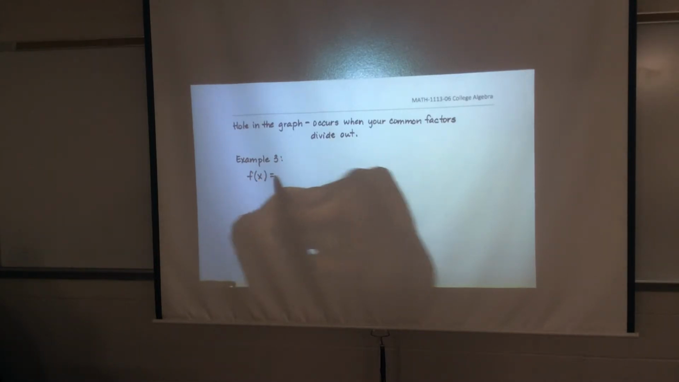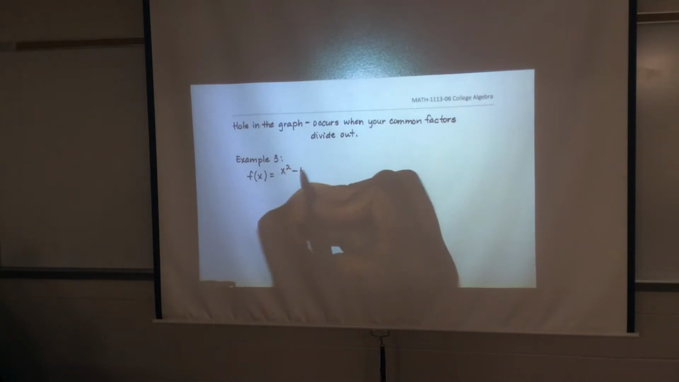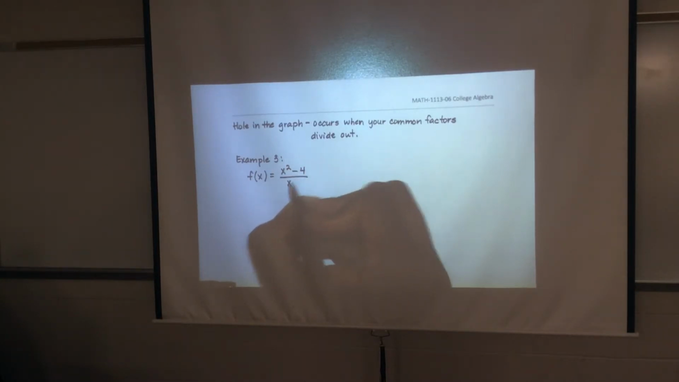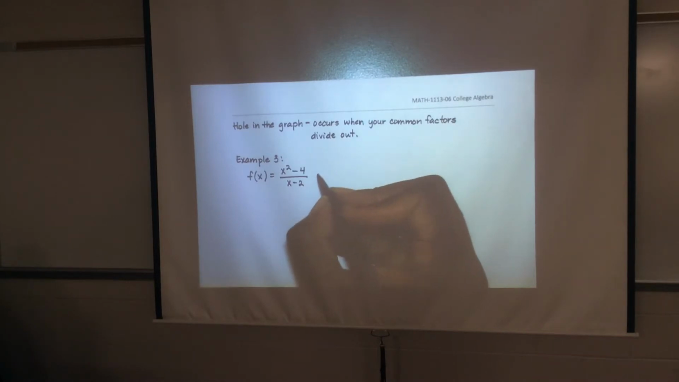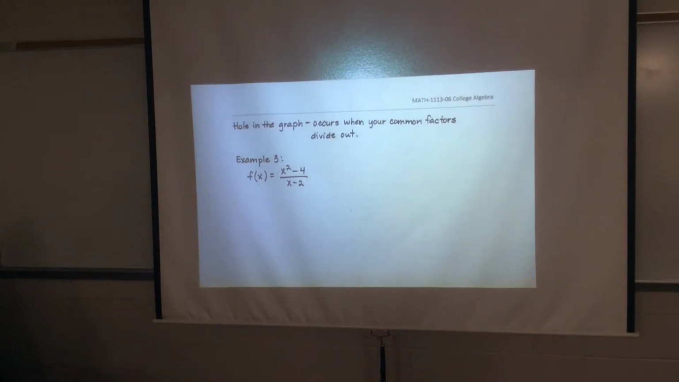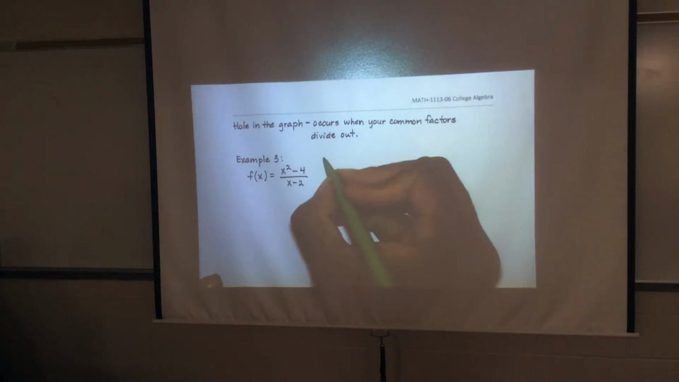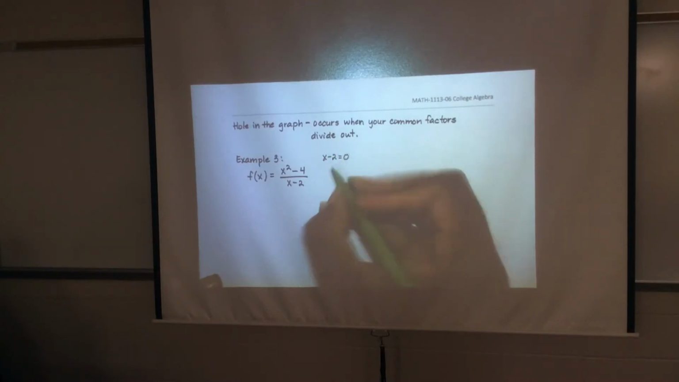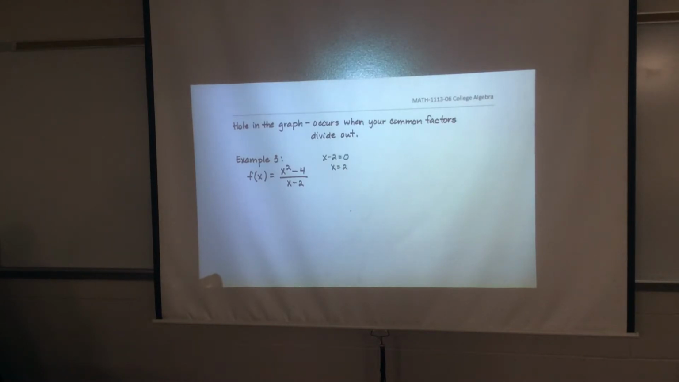Here we've got f of x is equal to x squared minus 4, all divided by x minus 2. Now, in this particular case, the denominator is x minus 2. What would be the restriction here? If you set x minus 2 equal to 0, that would mean x will have to be equal to 2. At x equals 2, I will have a 0 in the denominator, okay?